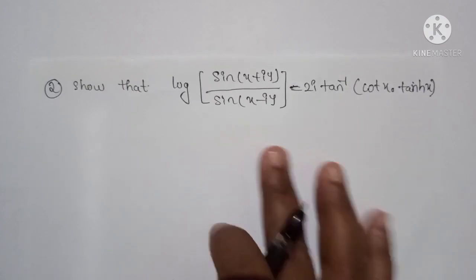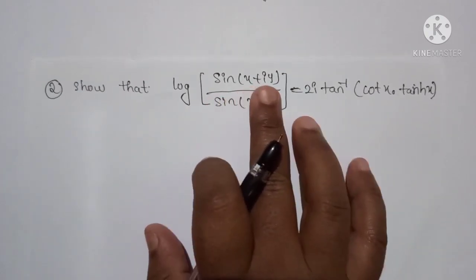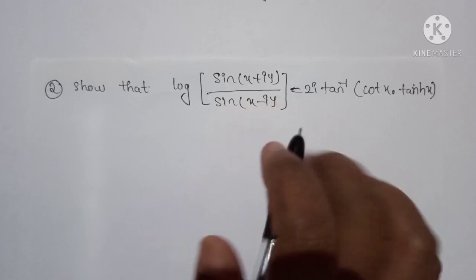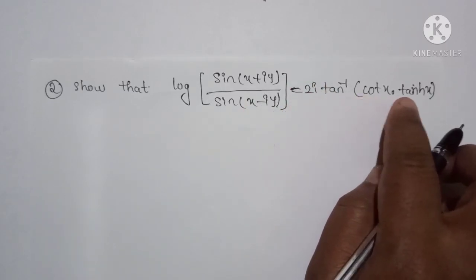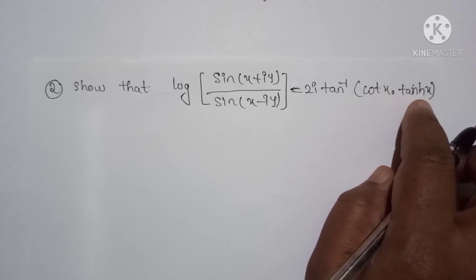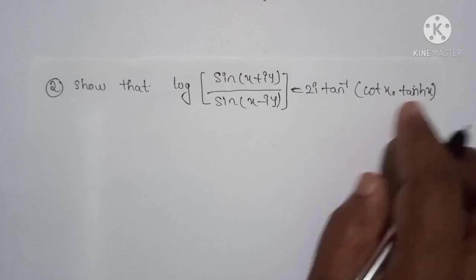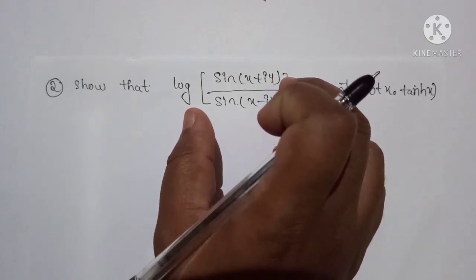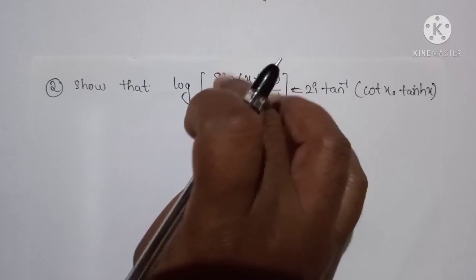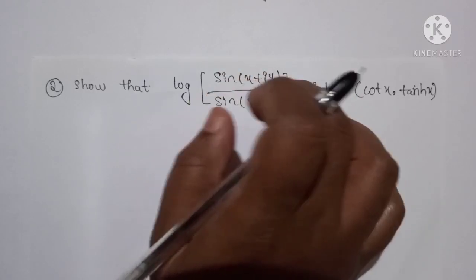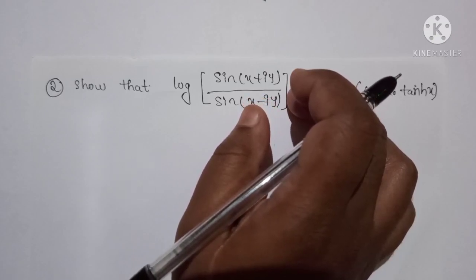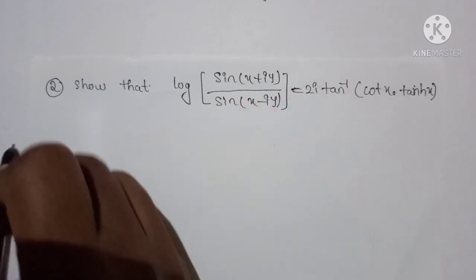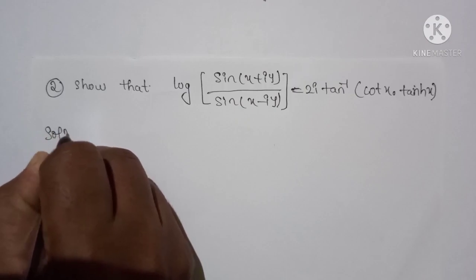Next problem. Show that log of sin of x plus iy divided by sin of x minus iy is equal to 2i tan inverse of cot x into tan hx. This problem is almost similar to the first one. The only difference is we'll consider sin of x plus iy as a plus ib, then the remaining part will be the same. Let us solve this one.